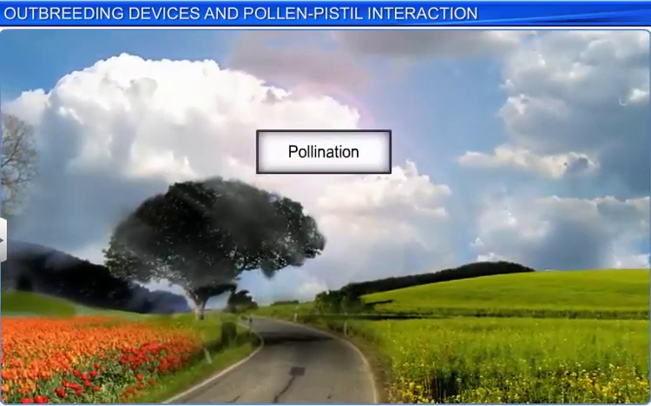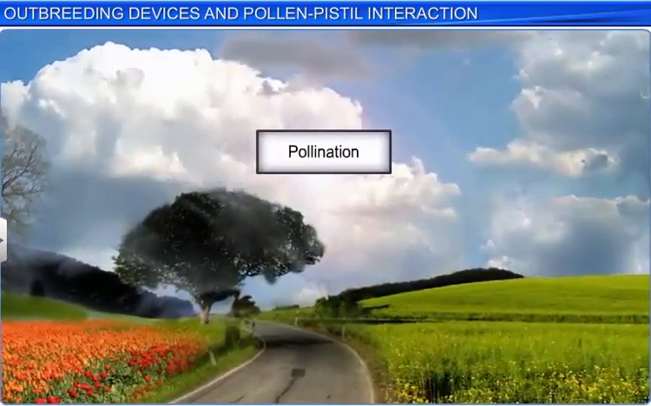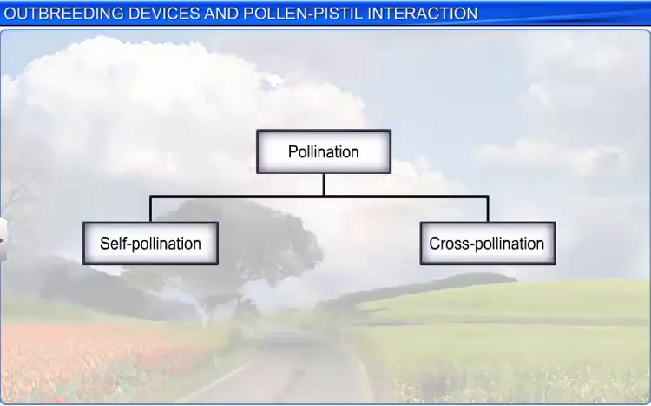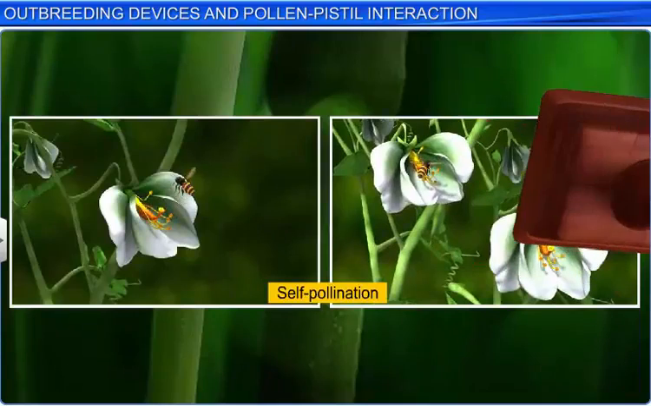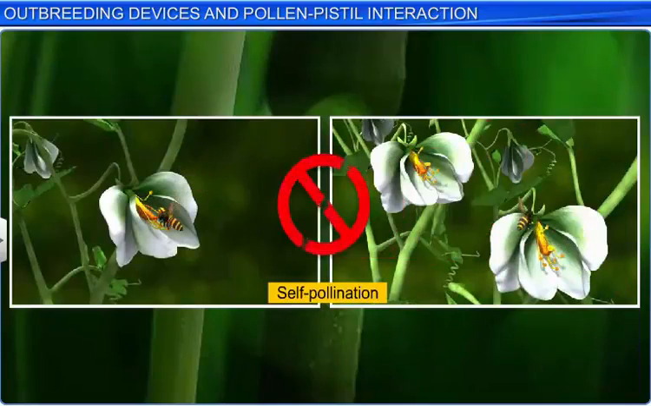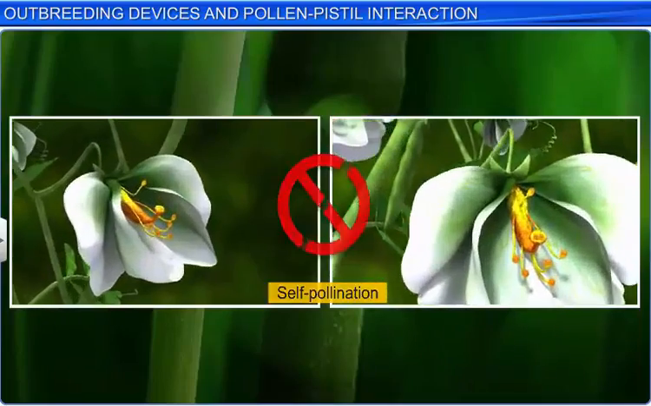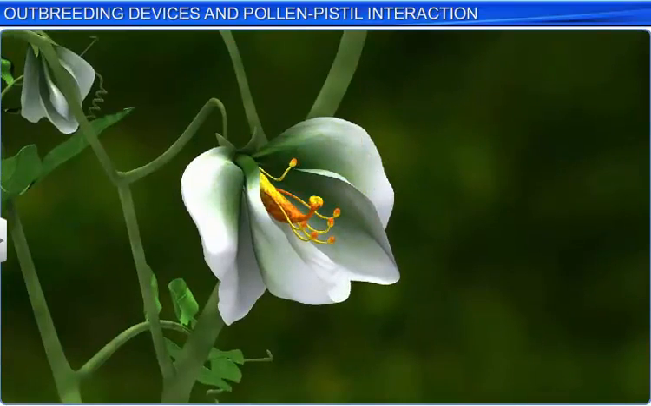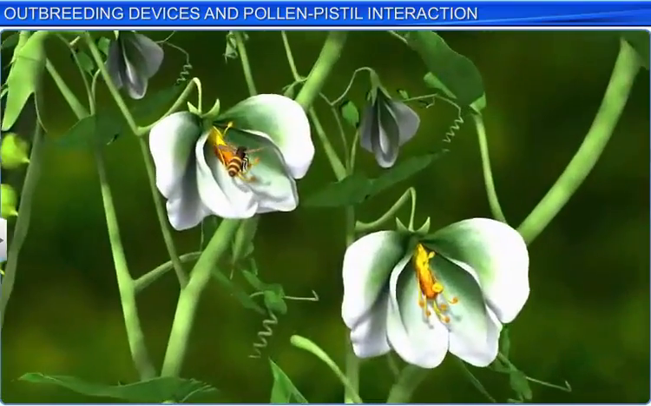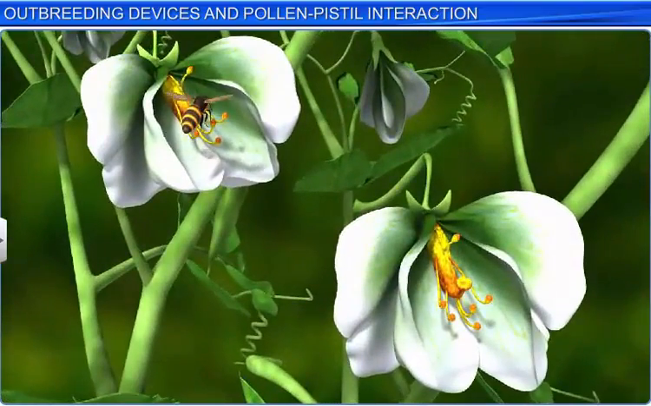Pollination, which results in the transfer of pollen to the stigma, is of two types: self-pollination and cross-pollination. Continuous self-pollination or inbreeding throughout successive generations, however, is not desirable as it leads to inbreeding depression, a condition characterized by a decrease in genetic vigor and vitality, which results in reduced fitness in offspring.